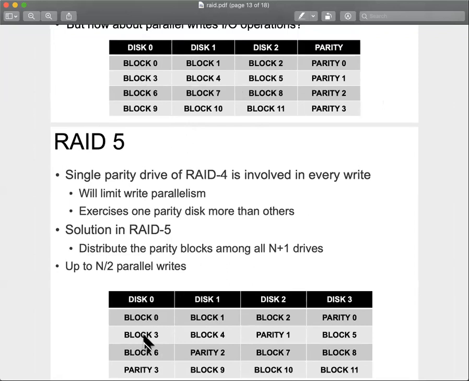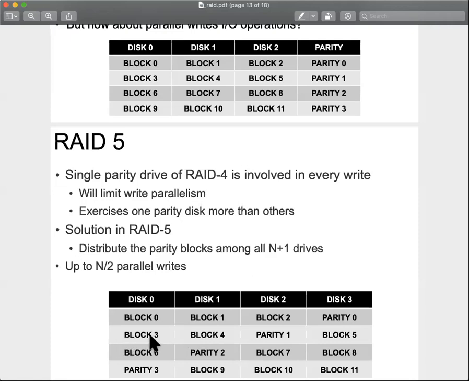You would notice that the first row is exactly the same, parity 0 is on the last disk. But for the second row, block 3 and block 4 are on the same disks, but block 5 is on the last disk. Here block 5 was on disk 2, here it is on disk 3. So why did we do that? So that parity 1 could be on a different disk than parity 0. So parity 1 goes here.